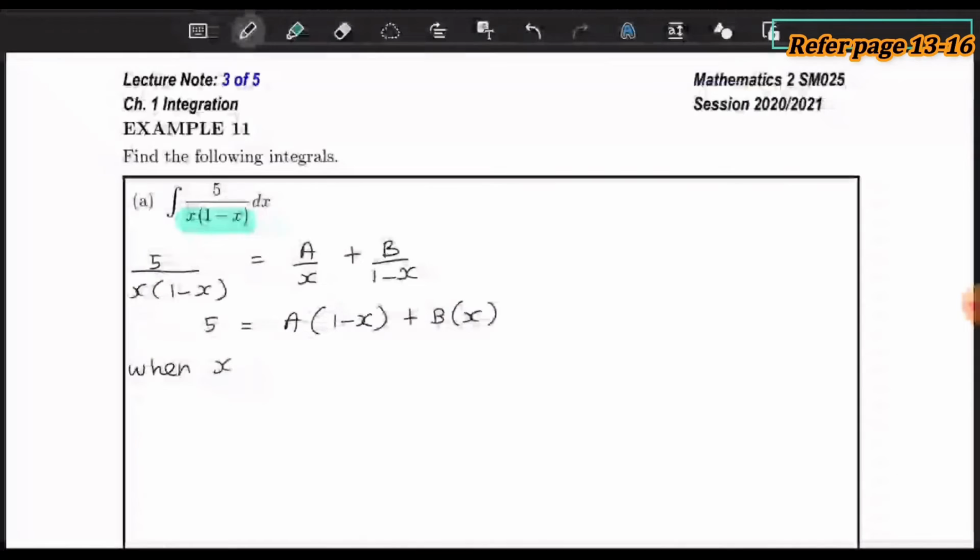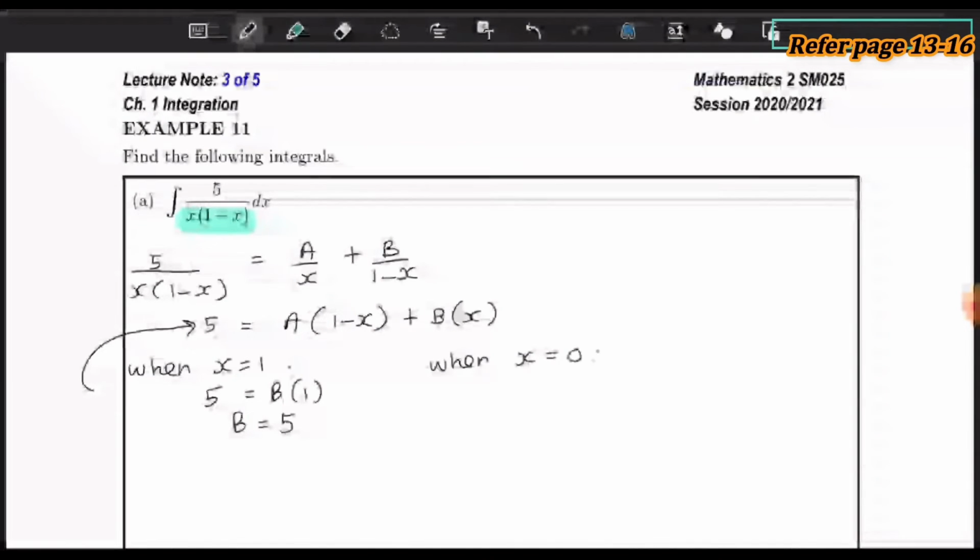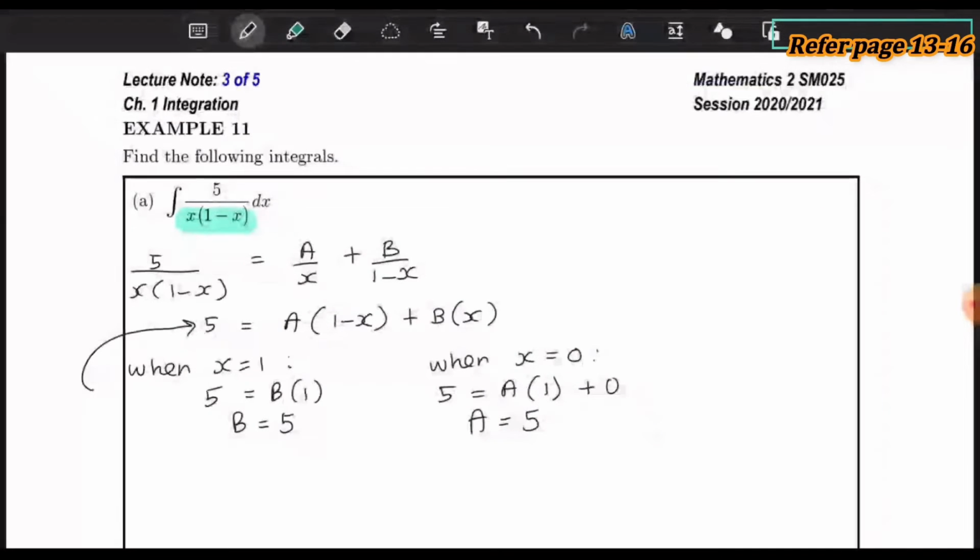When x equal to 1, we substitute into the equation. We have 5 equal to B times 1, because 1 minus 1 is 0. A, automatically A times 0 will be 0. Therefore, B equal to 5. Okay, next, when x equal to 0, 5 equal to A times 1 minus 0 is 1 plus B times 0 is 0. So, A times 1 plus 0. Therefore, A equal to 5.